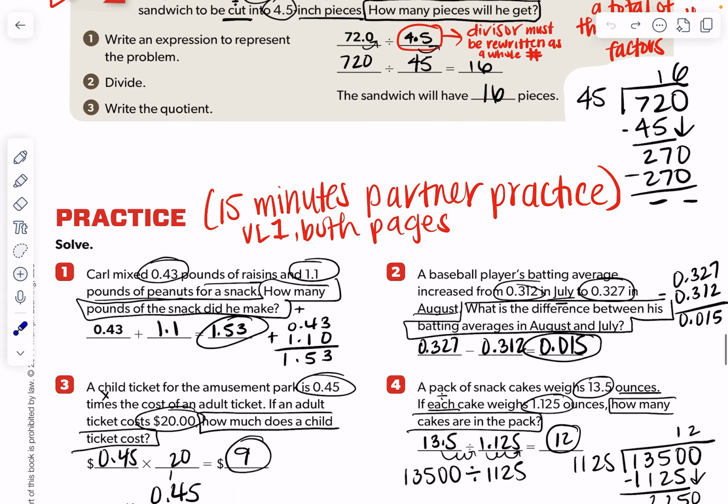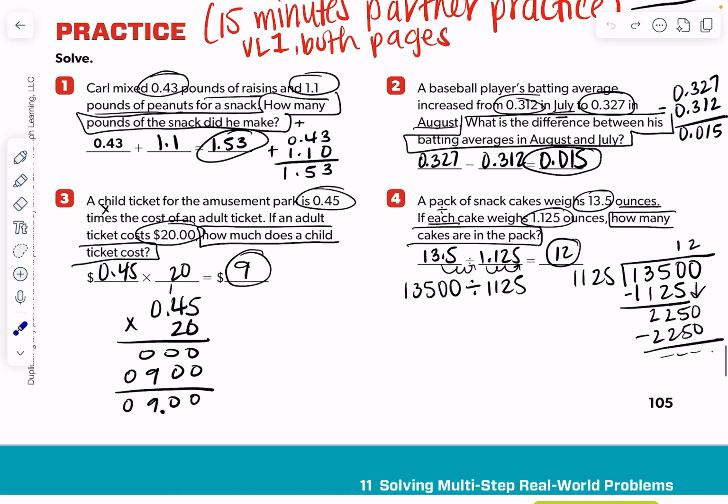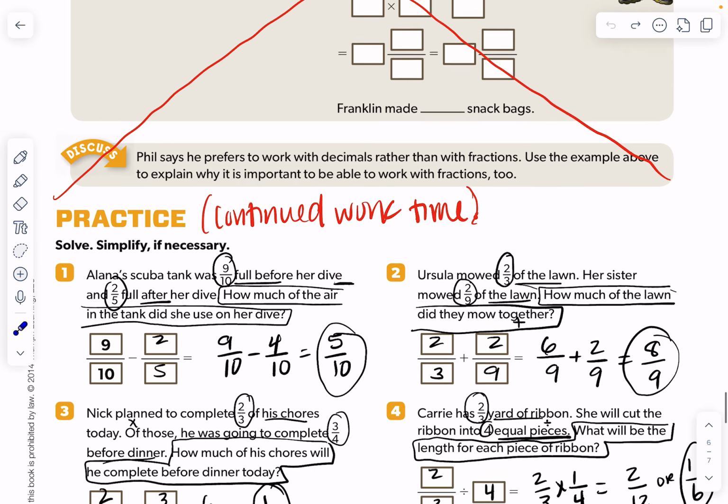From there, you'll have about 15 minutes for partner practice. Because there are so many different skills in this one lesson, please use your discretion as the teacher in the room who's been working with these students for months on which questions to prioritize. So if you know that your students are great with addition and subtraction of decimals, then don't do questions 1 and 2. But if you know that your students need extra at-bats at long division and multiplication, then you definitely want to have them do questions 3 and 4 during that time.